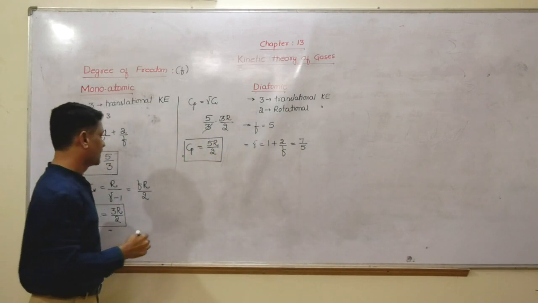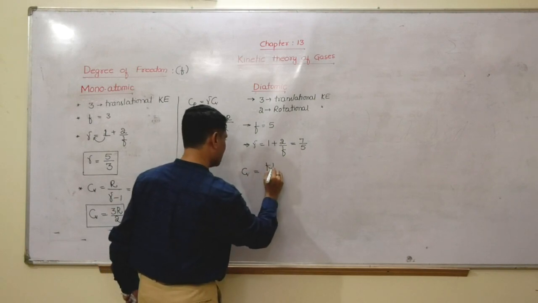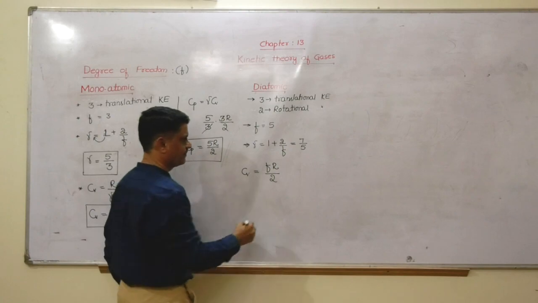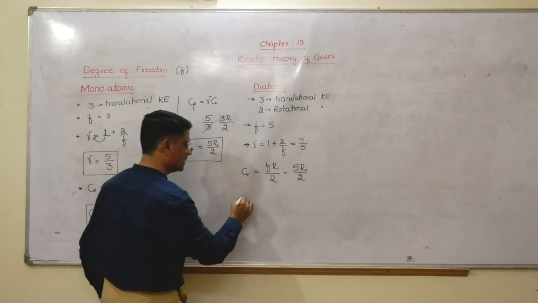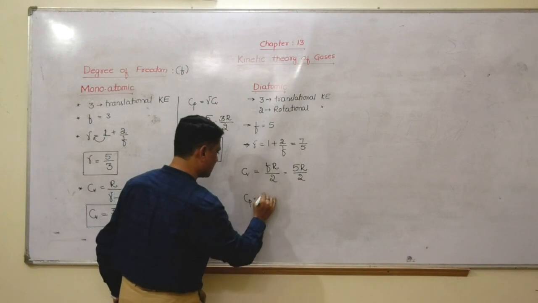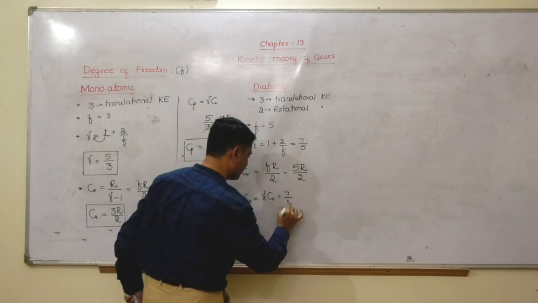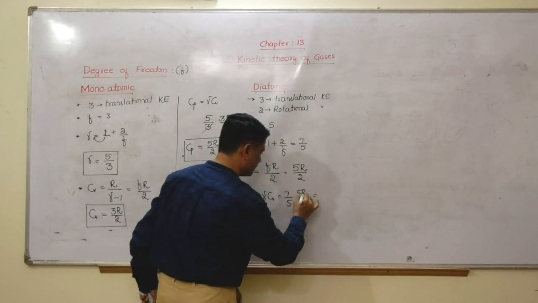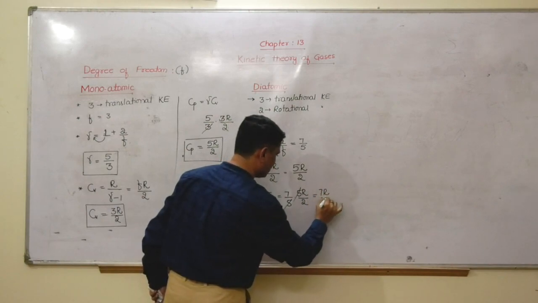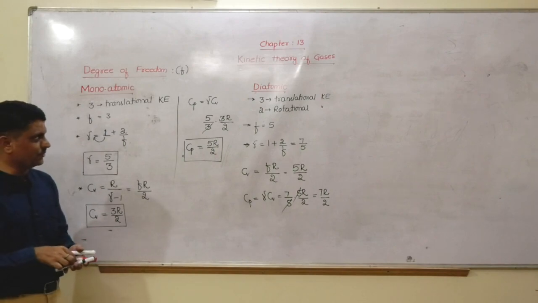Then Cv can be written as FR by 2, where F, the number of degrees of freedom, is 5, so 5R by 2. Then Cp can be written as gamma into Cv. Gamma is 7 by 5 and Cv is 5R by 2, so the 5 cancels. 7R by 2 is Cp for a diatomic gas molecule.